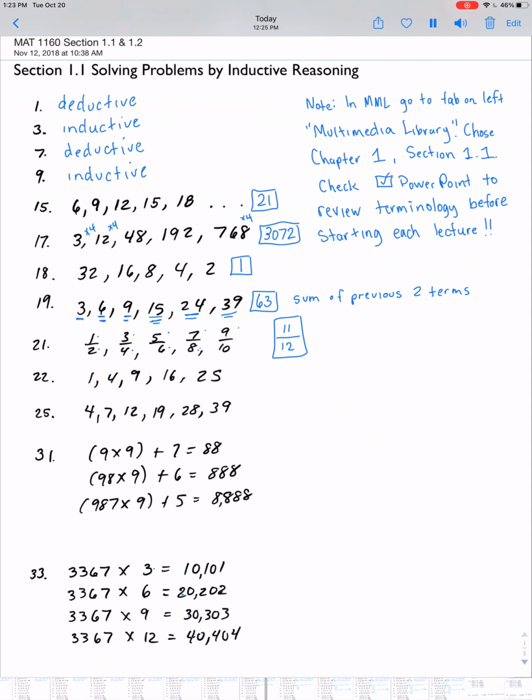Alright, moving on. 1, 4, 9, 16, and 25. So we look for multiples. It's not going on. Addition, so plus 3, plus 5. So another thing you can look for is squares. 1 squared, 2 squared, 3 squared, 4 squared, 5 squared. 2 squared is 4, 3 squared is 9, 4 squared is 16, 5 squared is 25. So the next one would be 6 squared, which is 36. So squares, you want to add that one.